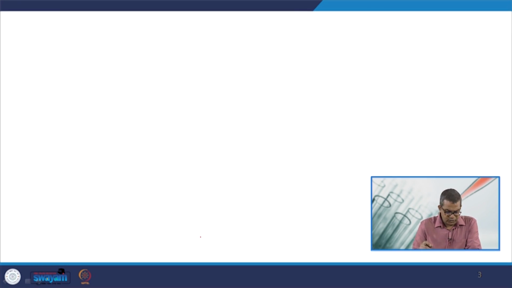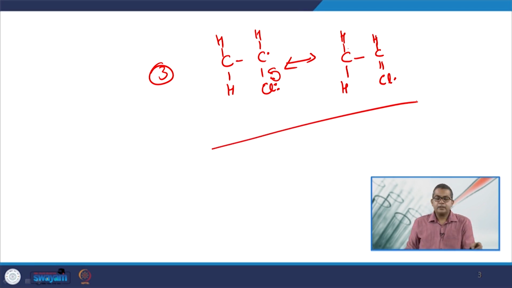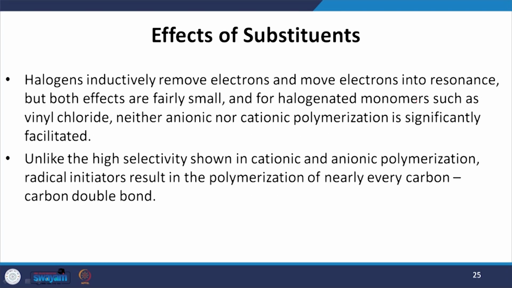Another best example, a clearly visible example which is more relevant to the system, is like this. Now here you see that this is the example of radical resonance. So these were the 3 examples. They are attributed to this type of polymerization step.